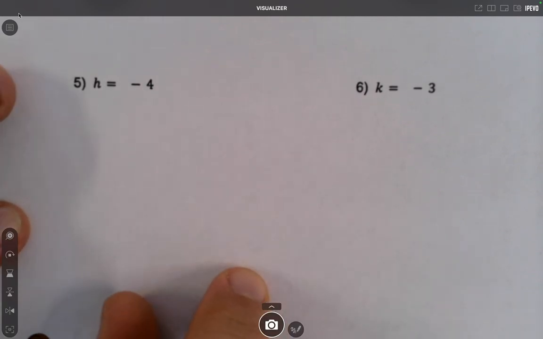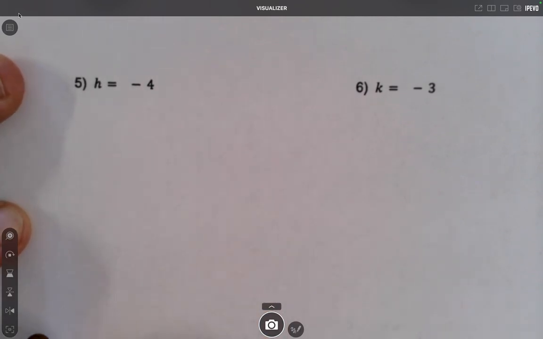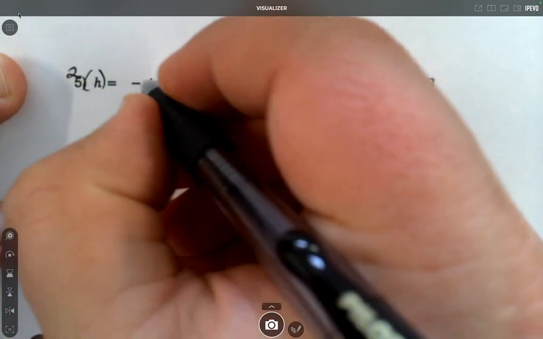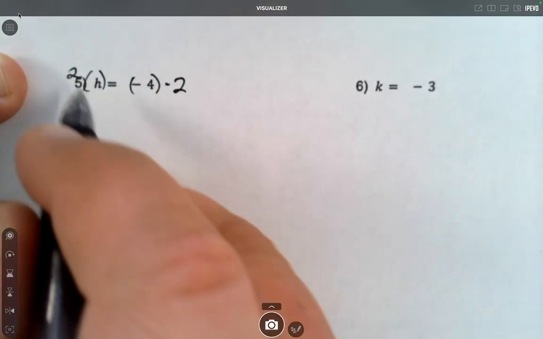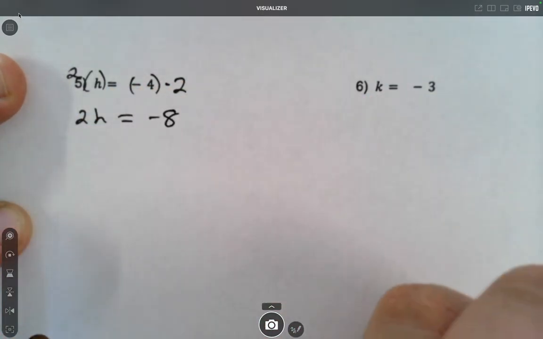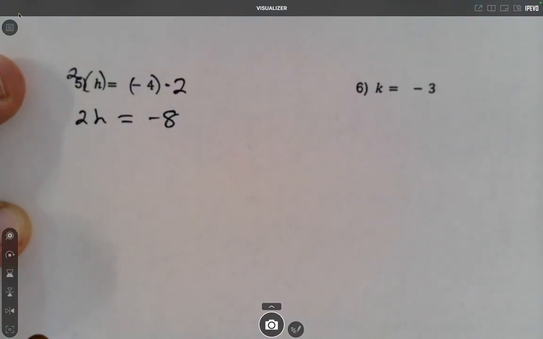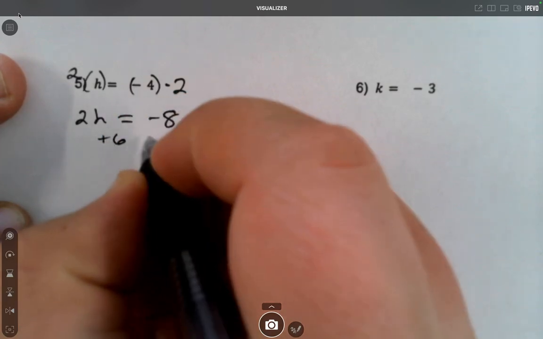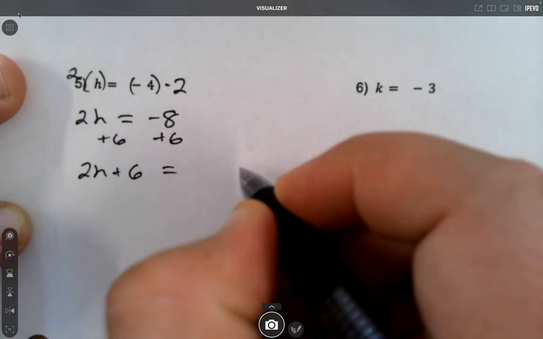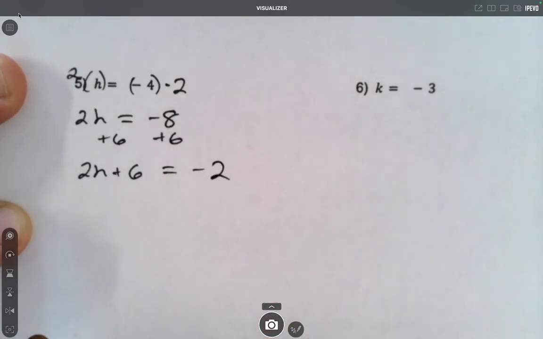So, here's what I will do first. This time, I will start by multiplying. So I will multiply both sides here by 2. 2 times h is 2h. Negative 4 times 2 is negative 8. But we need to add another step. Yes. I will add 6 to both sides. 2h plus 6. And negative 8 plus 6 is negative 2.